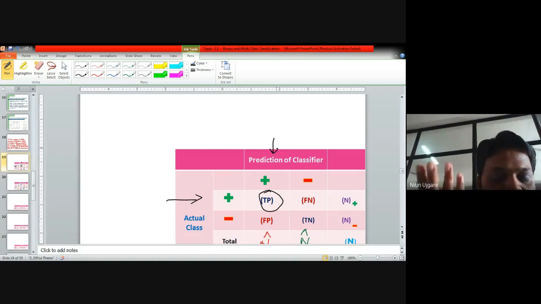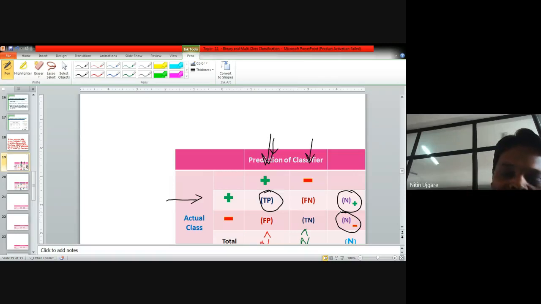Because we are assessing the performance of a binary classification problem, we consider that there are two classes. We consider one class as the positive class and the other class as the negative class. The first column represents the prediction of our classifier for the positive class instances, and the second column represents the prediction for the negative class instances. The first row, n plus, represents the total number of positive instances in the data set, and n minus represents the total number of negative instances in the data set.